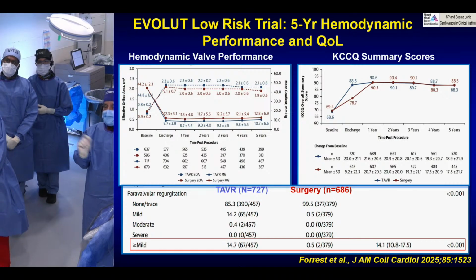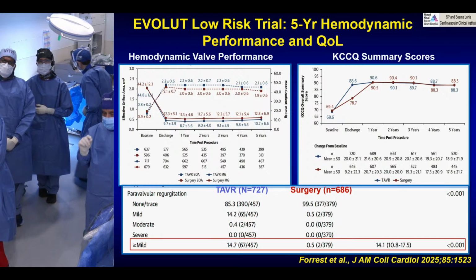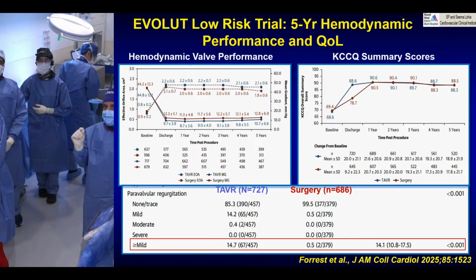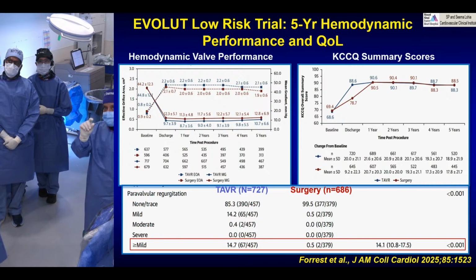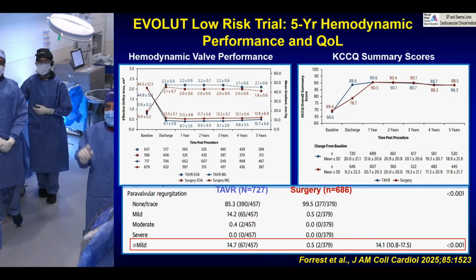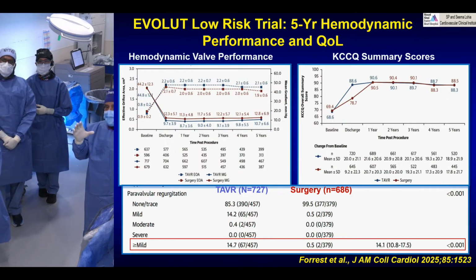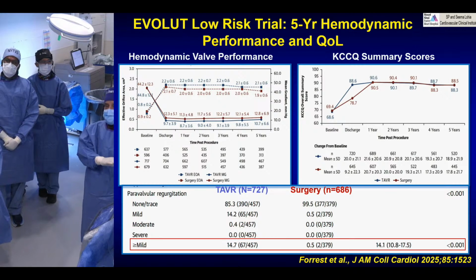So clearly, all the trials have shown that in the long term, you have a lower residual gradient with the TAVR compared to surgery up to 5, 8, 10 years in the NOTION, and the same thing in the Evolut 5 years compared to surgery. But identical outcome, which I showed you on the previous slide.